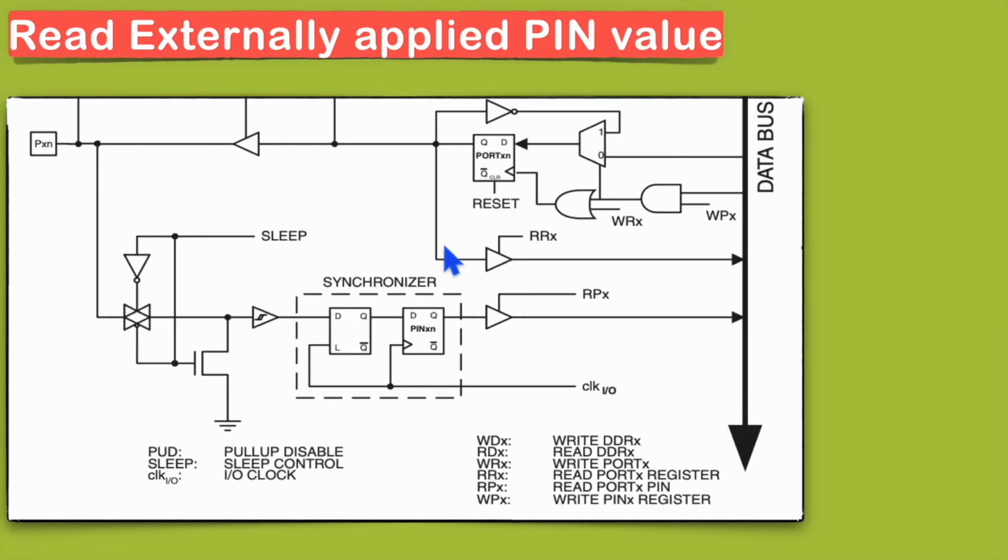Now let's see in the read path, how we are reading if the pin is configured as input. So externally we are applying some voltage to these pins and we want to read the status. So firstly it will come to this latch, right? And next it will be transferred to this one, from where we are reading the actual pin status. So this synchronizer latch introduces some extra delay to the read path.